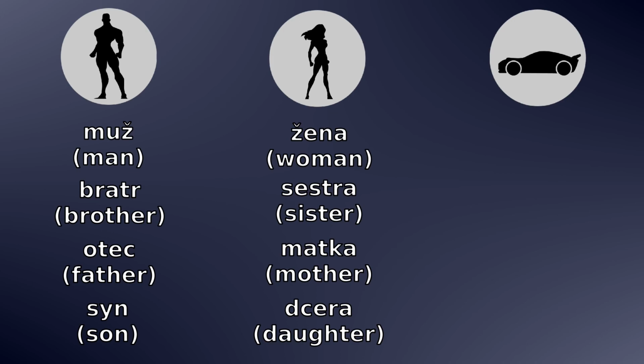Understandably, there are not many neuter human nouns. An obvious one would be dítě, which means a child. And also there is a word for girl that belongs to the neuter gender, and it is děvče. But that's not very commonly used.